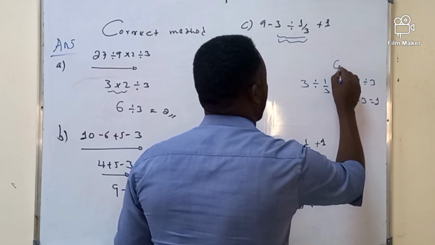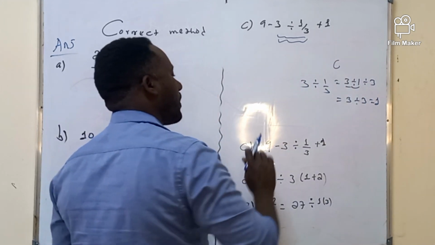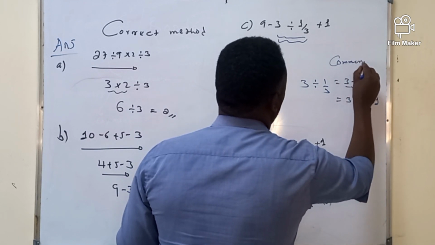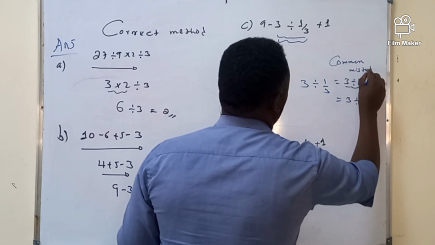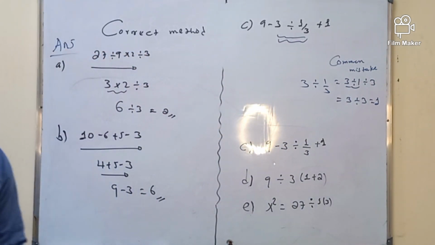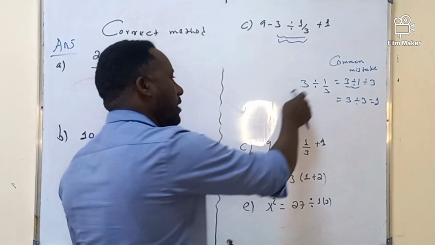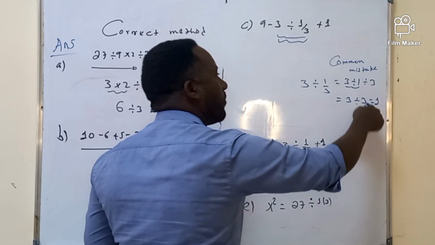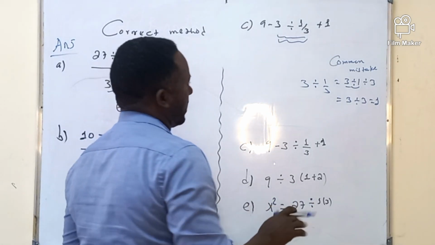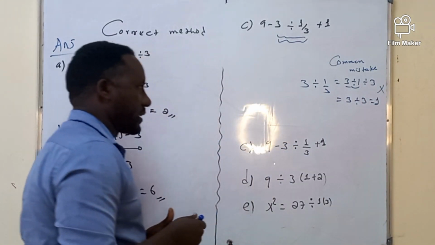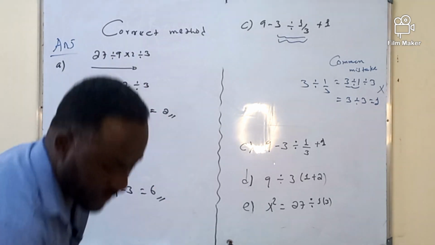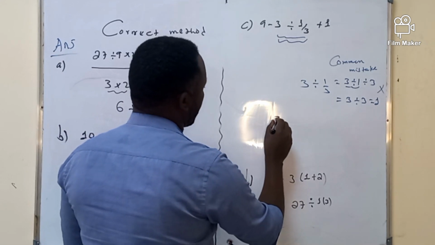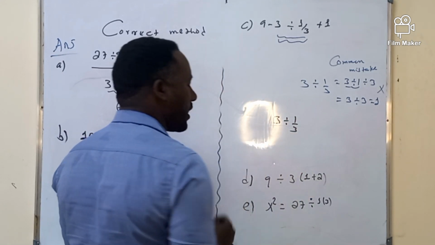This is a common mistake. So 3 divided by 1 over 3 is not like this. If you do it this way, you get 1, but it is a common mistake. So this is not correct. But how are you going to understand this problem? That's my point. Whenever you do this, what does 3 divided by 1 over 3 mean?